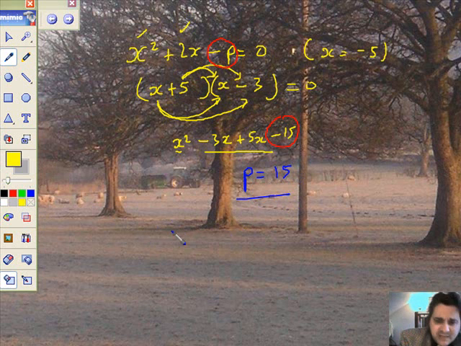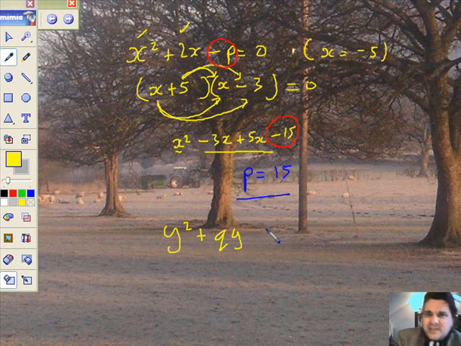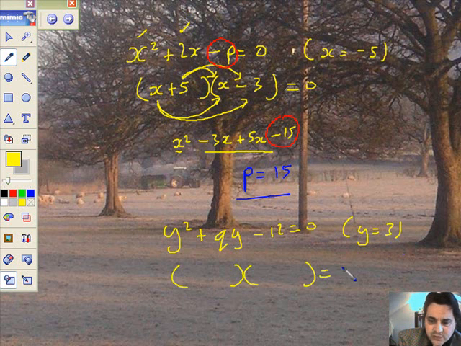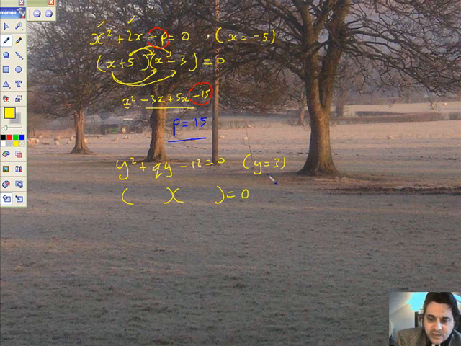I think 18 is a similar sort of arrangement. I've got the equation y squared plus qy, in other words, something times y, minus 12 equals 0. I'm told one solution is y is 3. In other words, double brackets equals 3. Oops, no, not. What I mean is y equals 3, the whole quadratic is equal to 0.